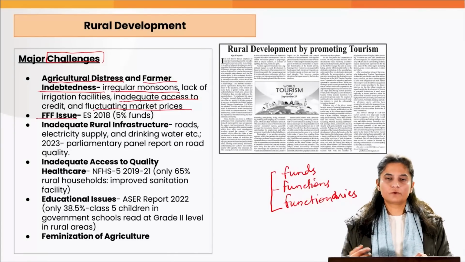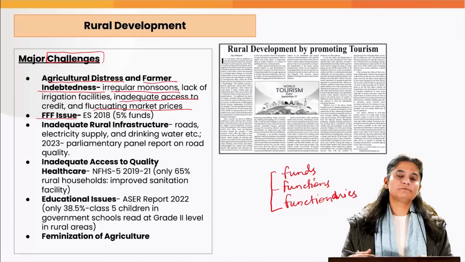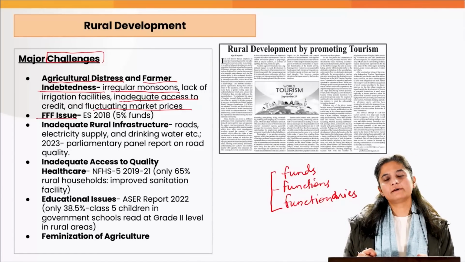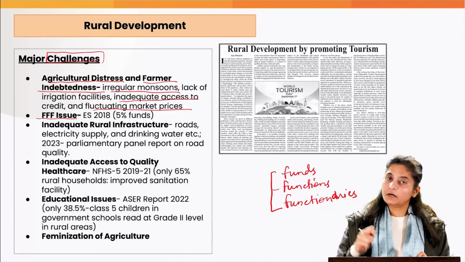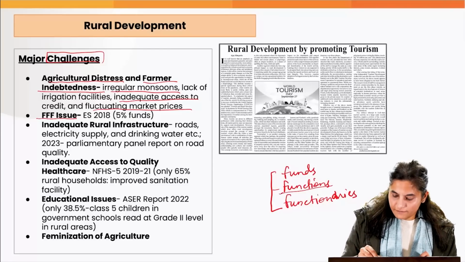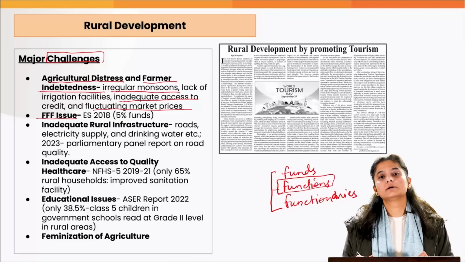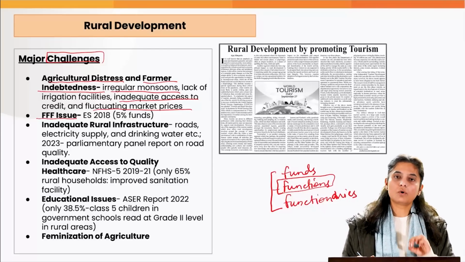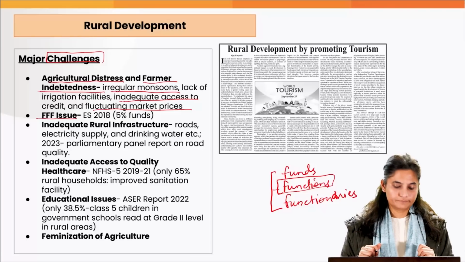There are functions, of course, but the functions that have been allotted to Panchayati Raj institutions have been limited by inadequate staff and also the lack of funds. Even the functions that have been given are not up to date, or not as per the demand.